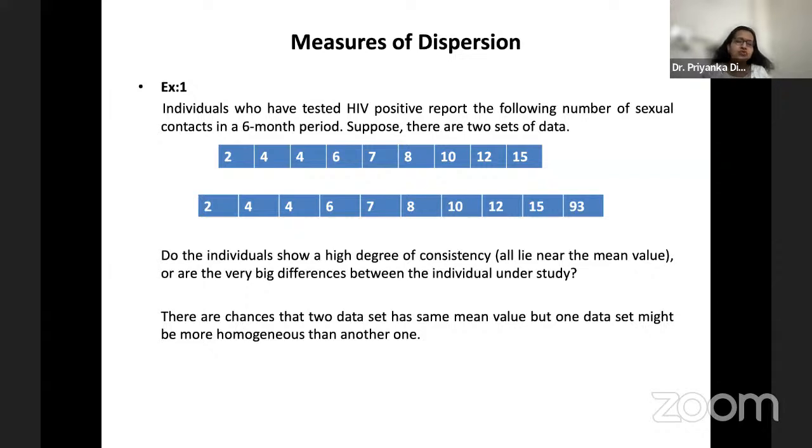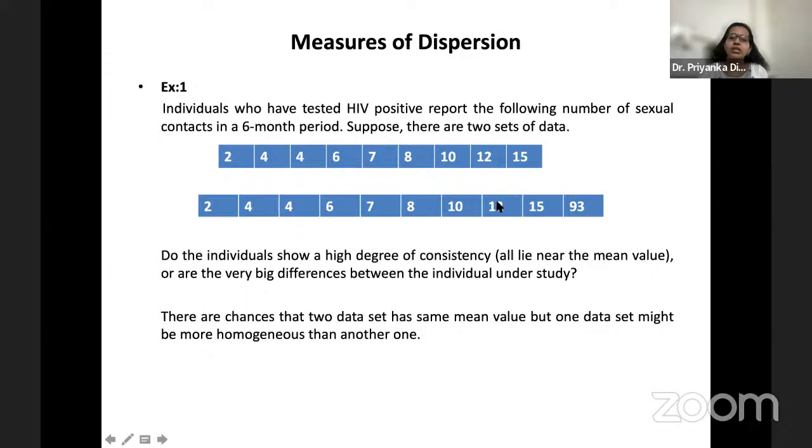With the help of range we can identify how much variation is present in the data set. So range is nothing but what? Just write down the formula. Range is the upper limit minus the lower limit of the data set.